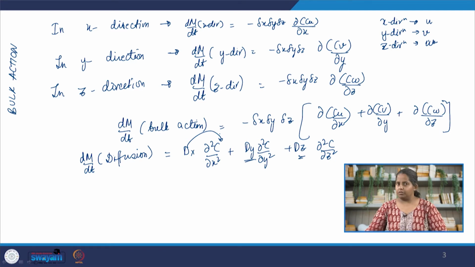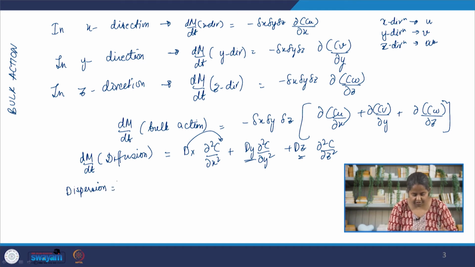Very important to note, even though this is headed towards the Gaussian plume for smoke coming out of a chimney, so far it is relevant for all kinds of transportation of contaminant happening through all kinds of fluids. And the thing you need to remember is dispersion is equal to diffusion plus transportation due to bulk action, which is what we are going to do now.